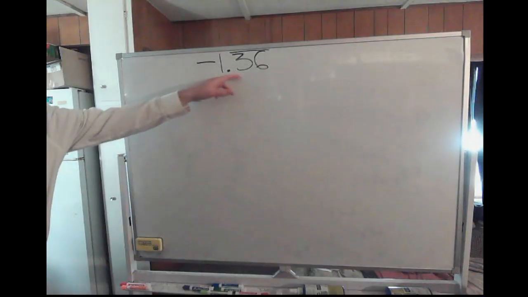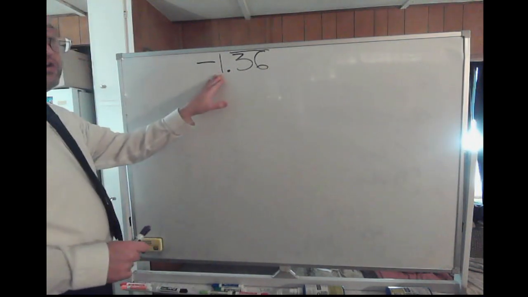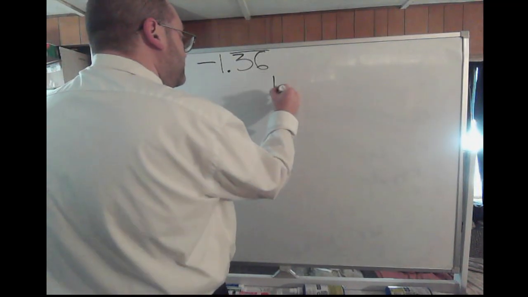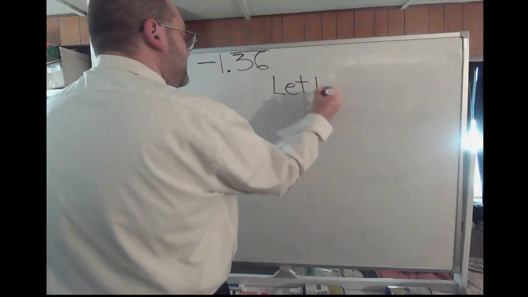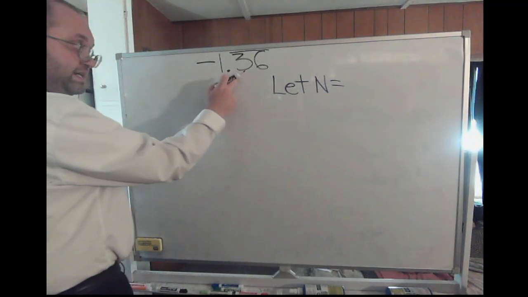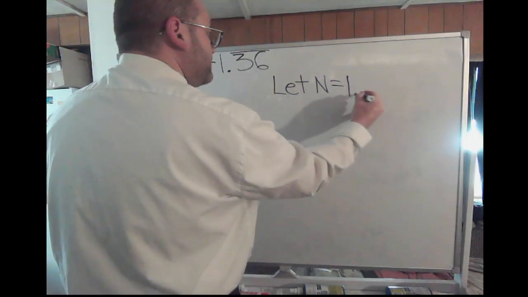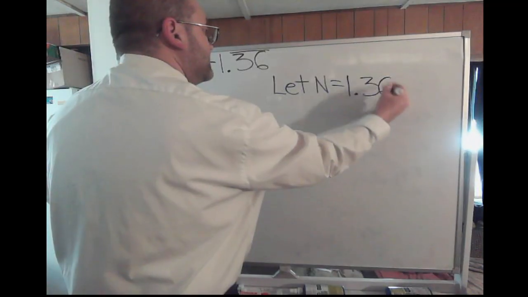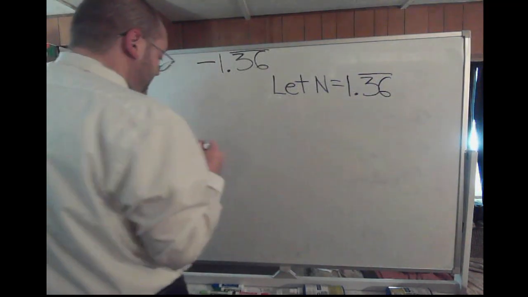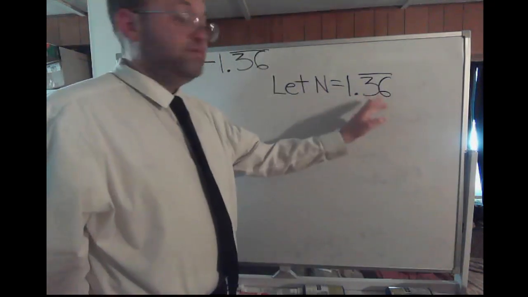That's negative 1.36 repeating. Again, whenever you have a negative sign, ignore it for a minute. Forget about the negative. Since the repeating numbers are immediately to the right of the decimal, we can proceed with our n statement. Let n equal that 1.36 repeating. Now, how many decimal places is it to the right? We have 2 decimal places.